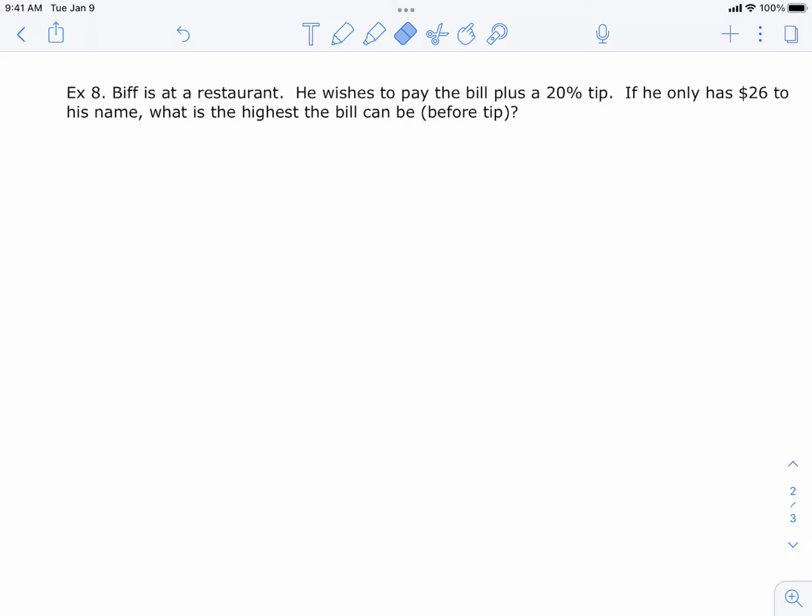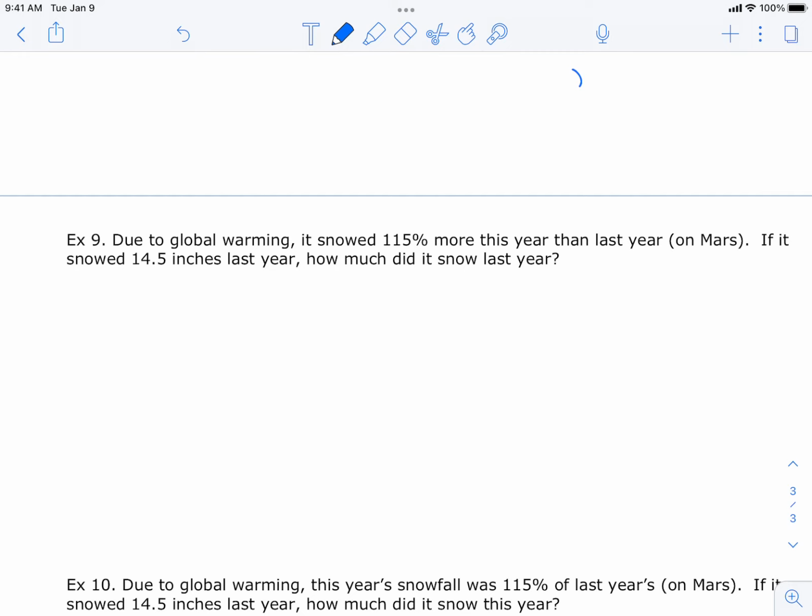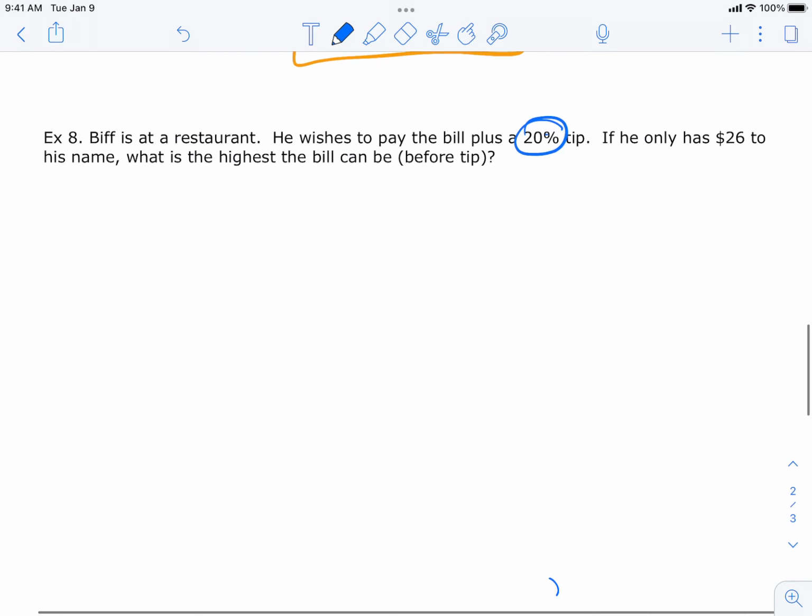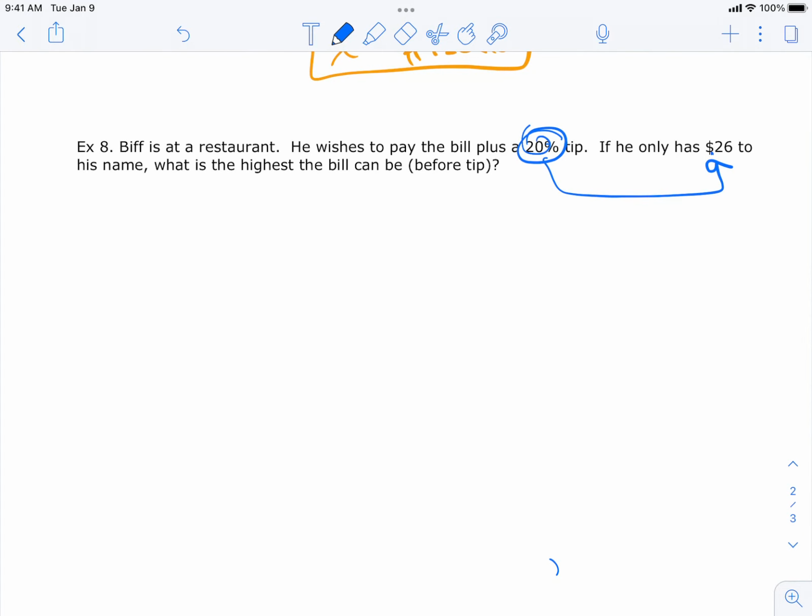Let's be careful here. We're not going to run around multiplying 20% by 26, multiplying 0.2 times 26, right? We're not going to do that. Now, what's the easiest way to explain to somebody that you don't do it that way?